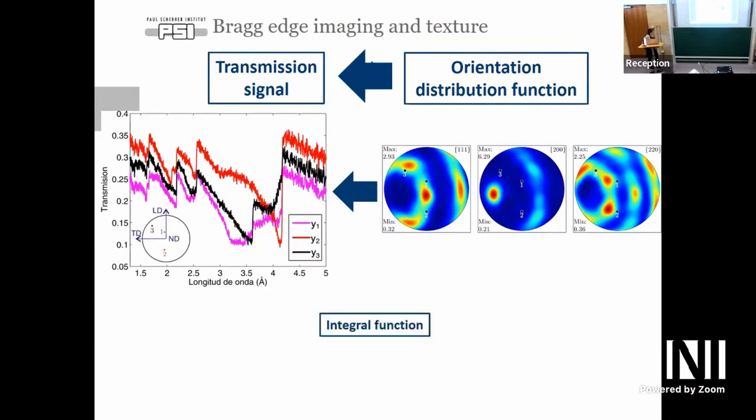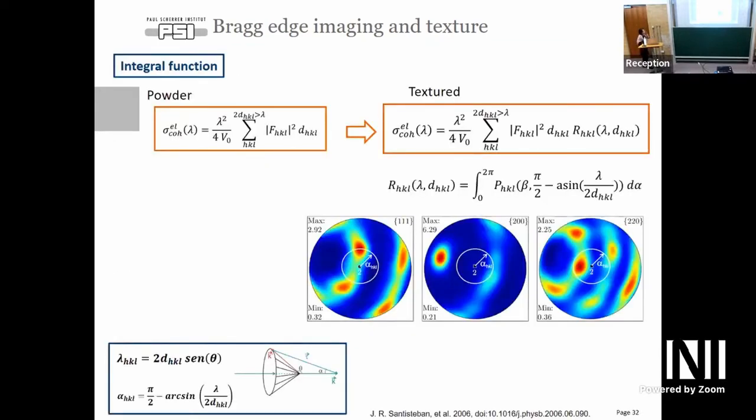This model that I will describe to you now was developed by Javier Santisteban 15 years ago, more or less. The idea is exactly as I mentioned, trying to go from the powder material to the textured material. This is the Fermi expression that I was talking about before. It's an analytical expression that depends on the structure factor of our material, the volume of the crystal cell, and the wavelength. This is the elastic cross-section and how it looks.